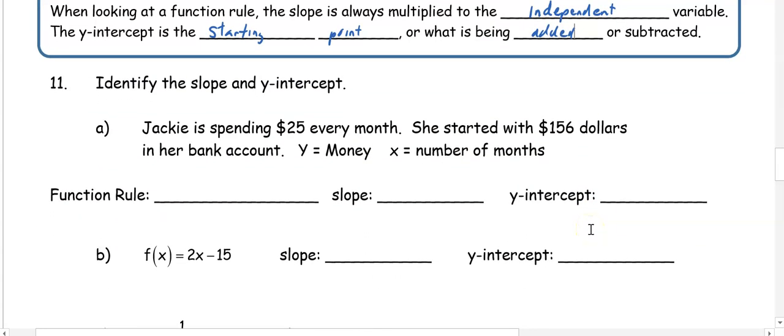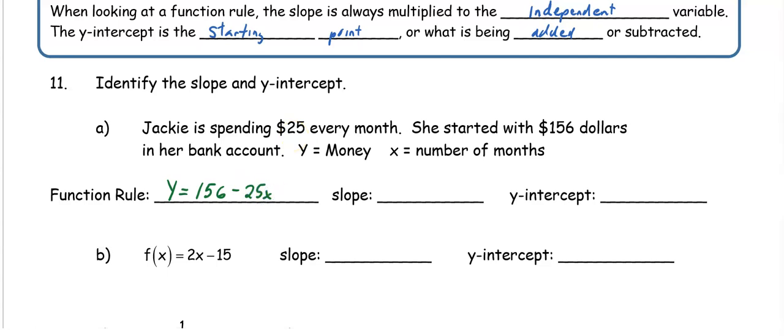So in number 11, we have to make the function rule first. So Jackie is spending $25 every month. She starts with $156 in her bank account. Y equals money and X equals months. So we have Y equals, she's starting with $156 and she's spending 25 per month. So we're going to do minus 25X.